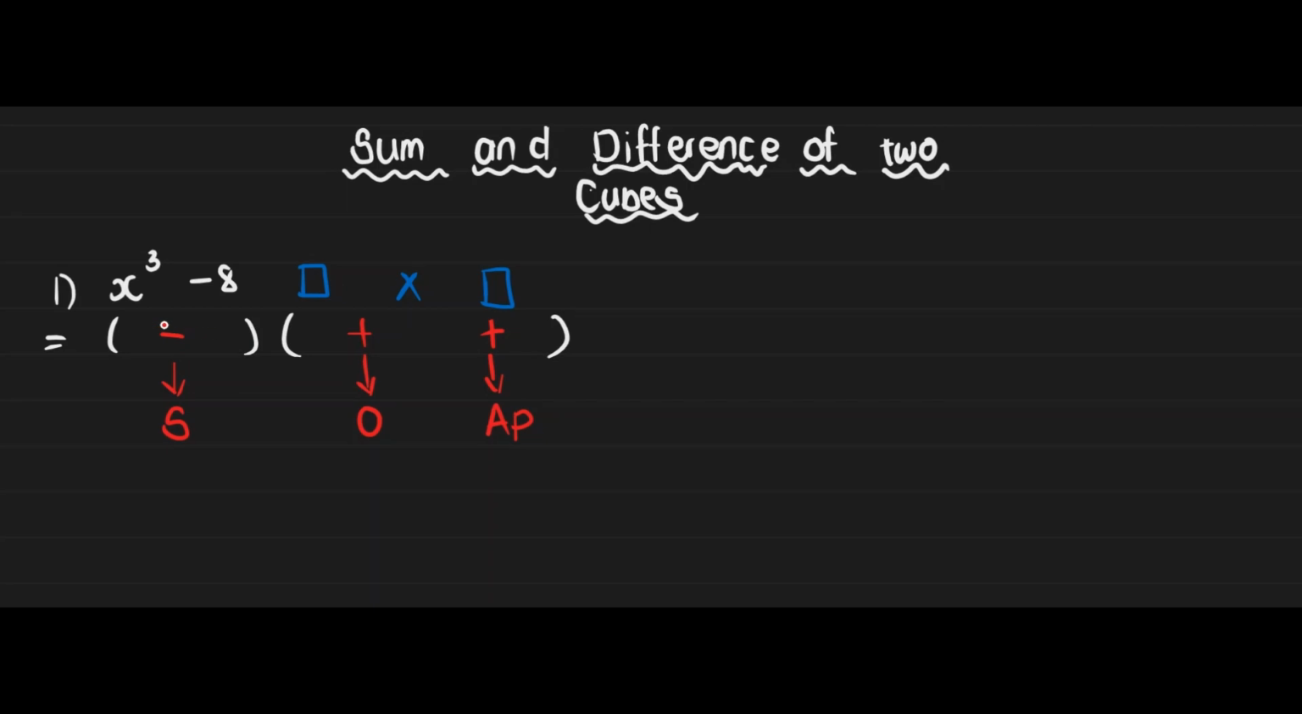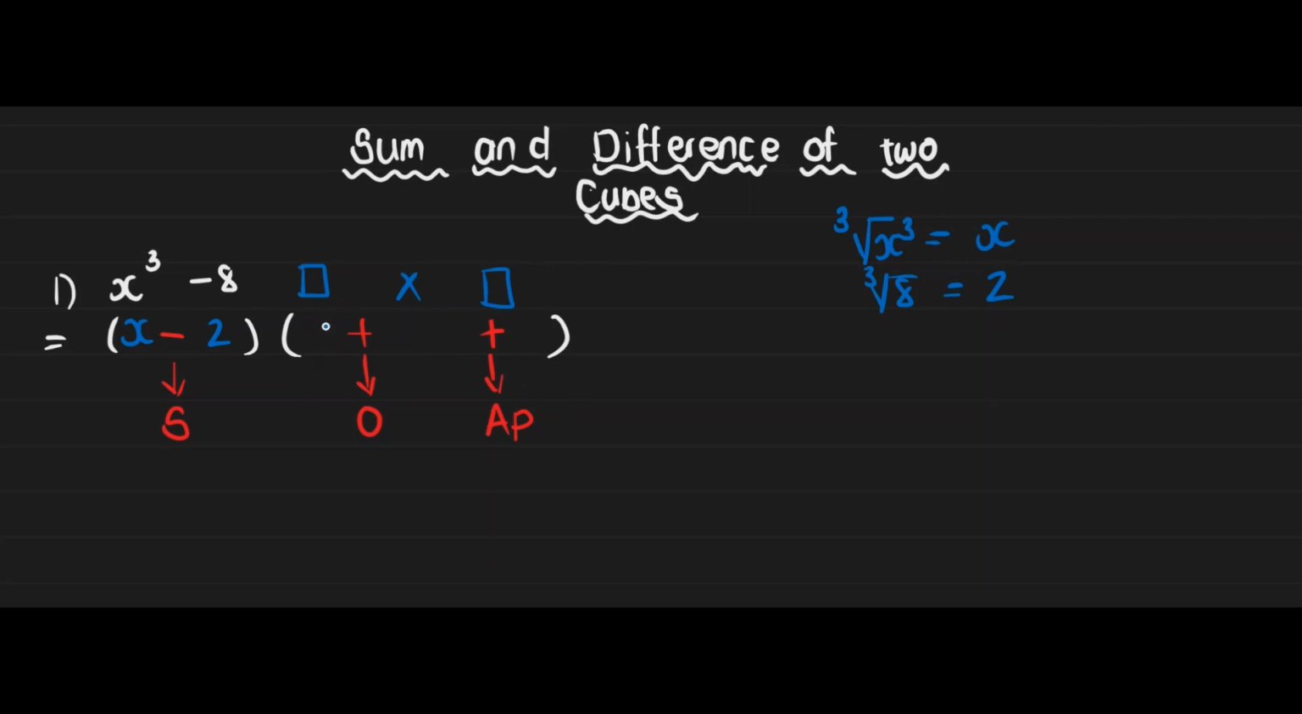Then to put in your variables, we need to find the cube root of each term, right? So let's do that. The cube root of x to the power 3 is going to give us what? X, right? And the last one, the cube root of 8 is equal to 2. So we have x and 2. So here, since x is the first term, you're going to put x here. Then since 8 is the second term, we're going to put 2 here, right? Then now we need to fill here.